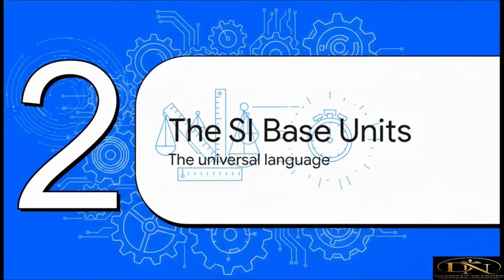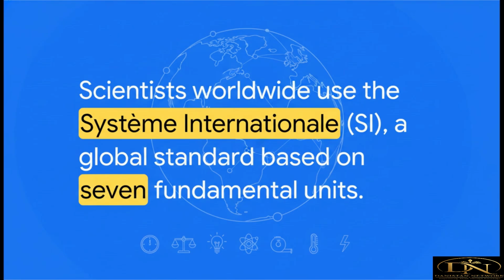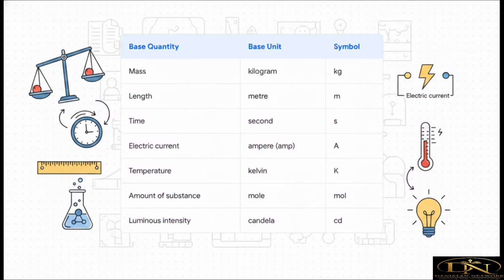So let's move on to our next section, the SI base units. This system is called the System International, or just SI for short. It's the global standard, and you can think of it as being built on 7 core pillars, these fundamental units that pretty much all of science rests on. And here they are, the magnificent 7. This table shows you those core quantities, things like mass, length, time, and their official SI units. What's really amazing is that just about every other unit in science is just some combination of these 7.